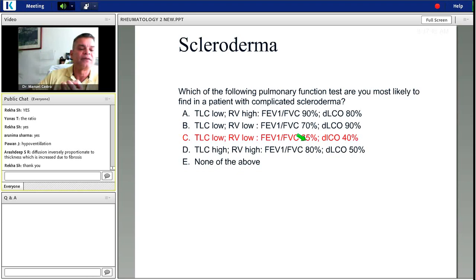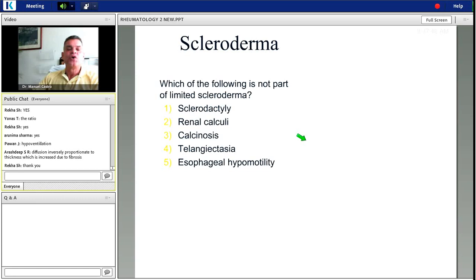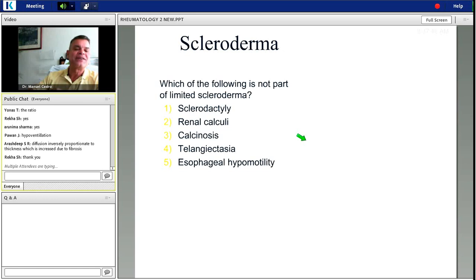Okay, good. So let's continue here. And we're going to talk about which of the following is not part of limited scleroderma? What is not part of limited scleroderma? Sclerodactyly? What is limited? If you remember CREST, that's the typical limited scleroderma, right? Renal calculi is part of limited scleroderma? No, I've never heard of that, right? What about calcinosis? Yes, calcinosis.